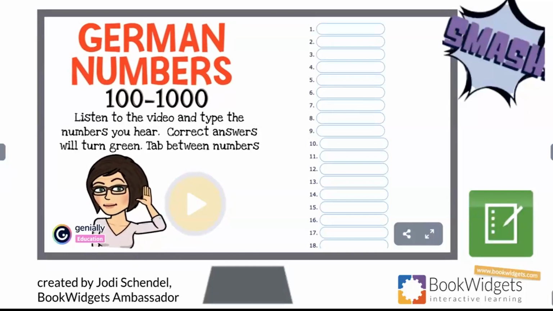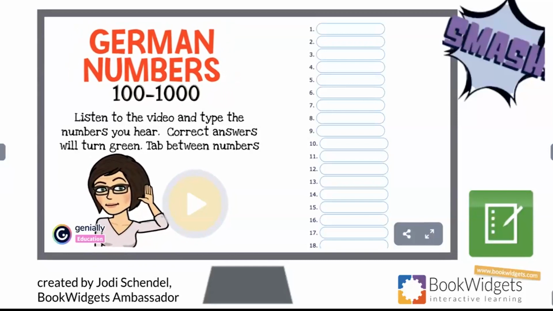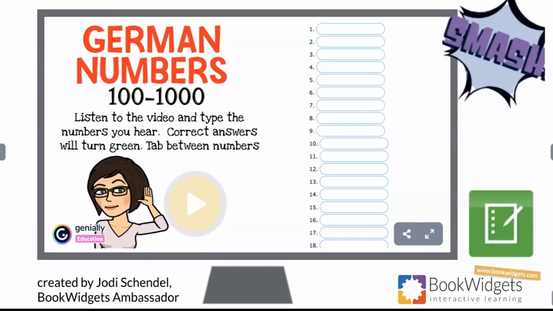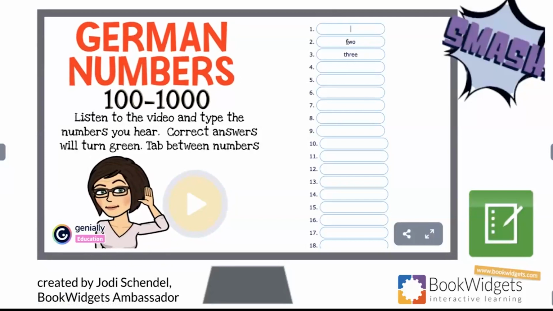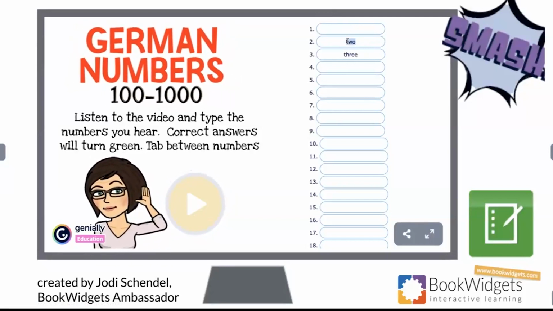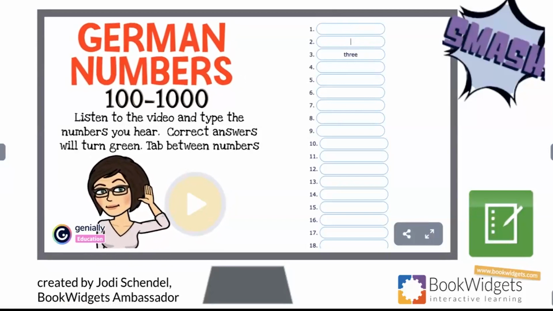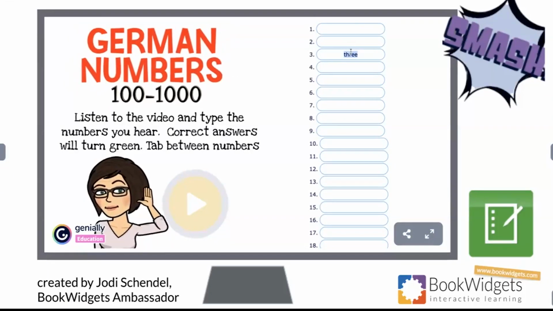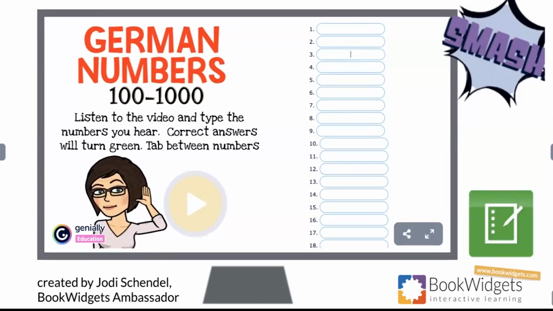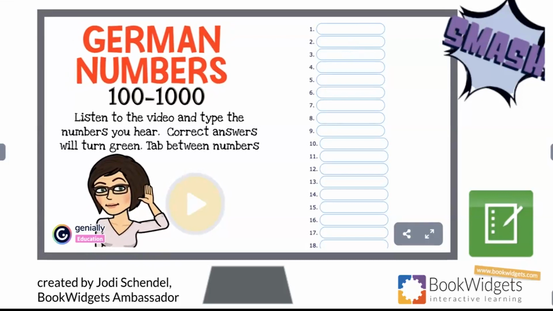Hello. Yes. Well, this is just a Book Widget with just an answer form, basically. When they listen to the video, they type in the numbers that they hear. It's just an audio video, and that way they get instant feedback. When they type the right number, it will turn green. That's the thing my kids love the most about Book Widgets, the turn green for correct answers, especially when it comes to new concepts that are difficult or translations that we are working on. It really, really helps them.